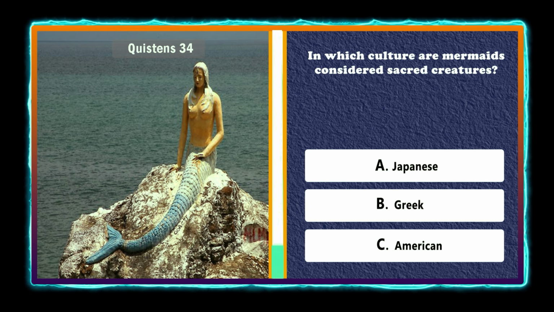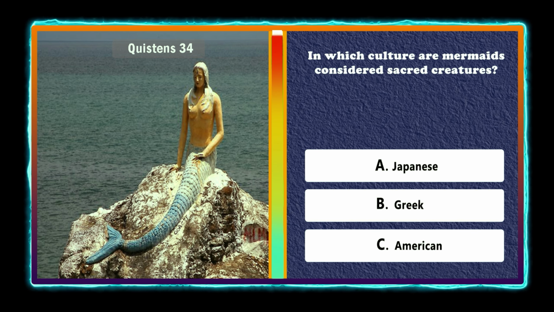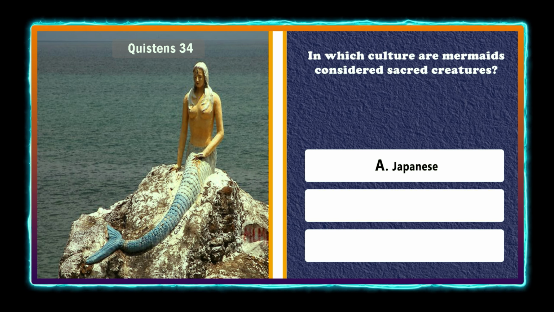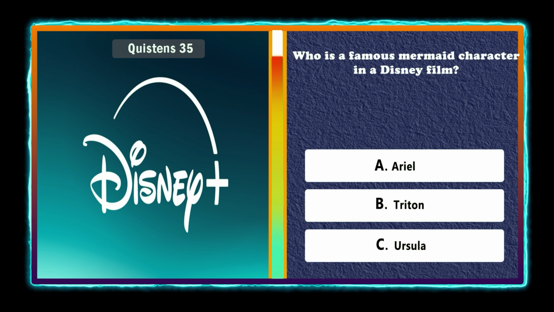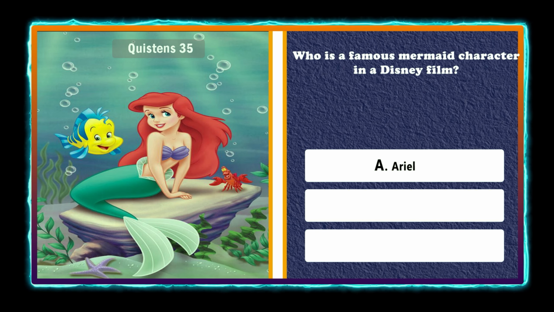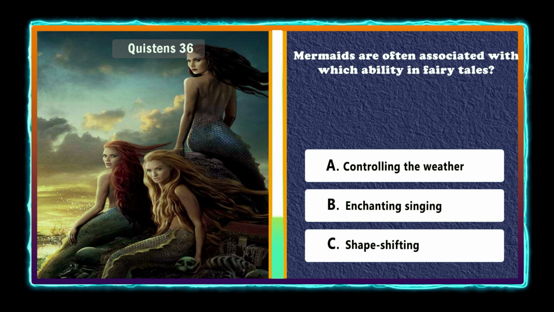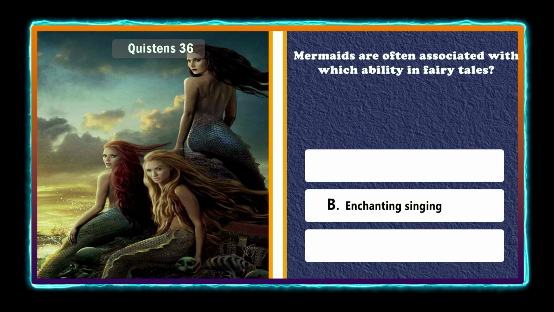In which culture are mermaids considered sacred creatures? Japanese. Who is a famous mermaid character in a Disney film? Ariel. Mermaids are often associated with which ability in fairy tales? Enchanting singing.